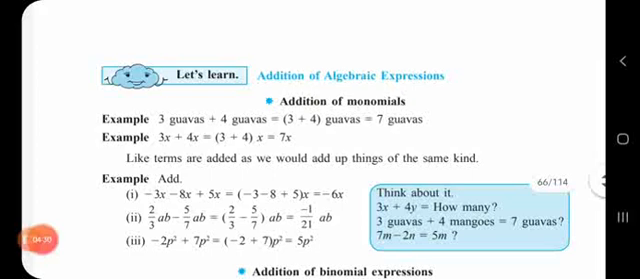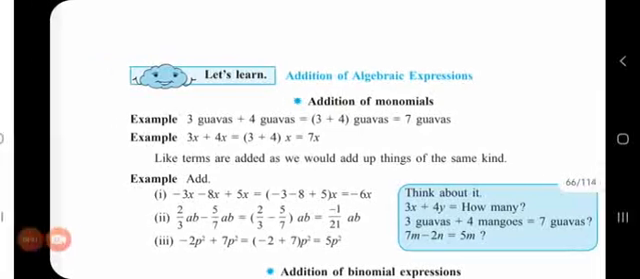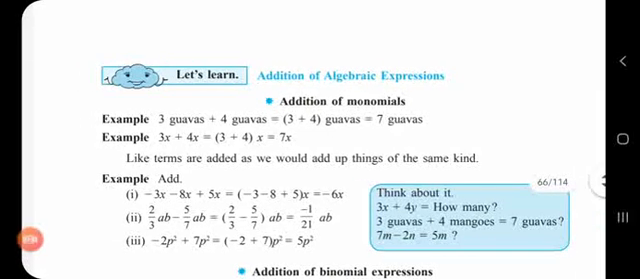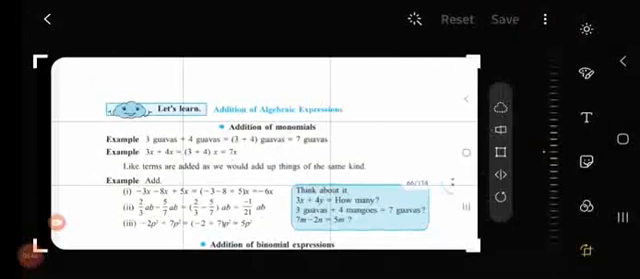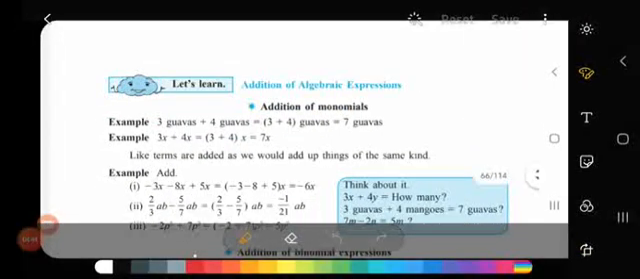Next is operations on algebraic expressions. The first operation is addition. While adding algebraic expressions, only like terms are added. For example, here you see 4x plus 3x. Here these two are monomials and like terms also. So here we simply add the coefficients and keep the variable common. 3 plus 4 is 7, and x we will write commonly, as 7x.